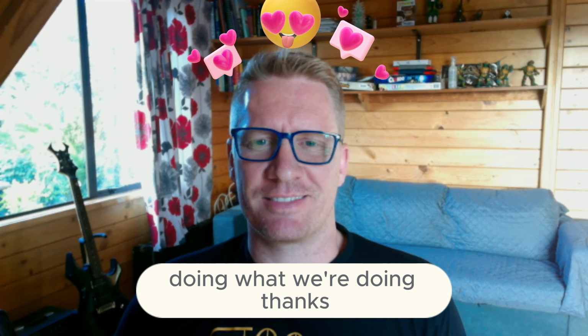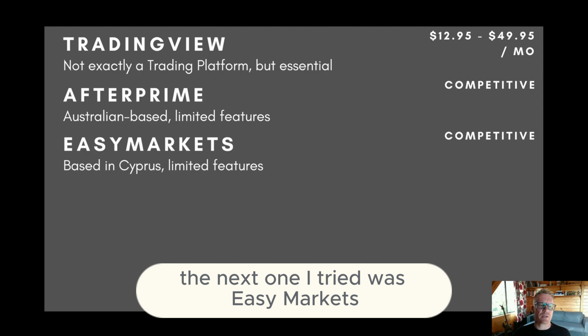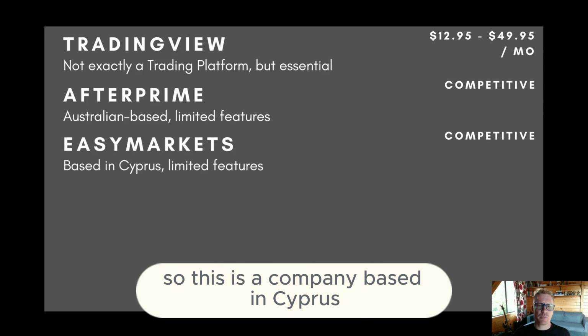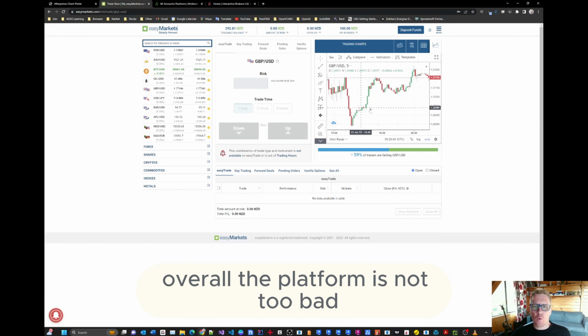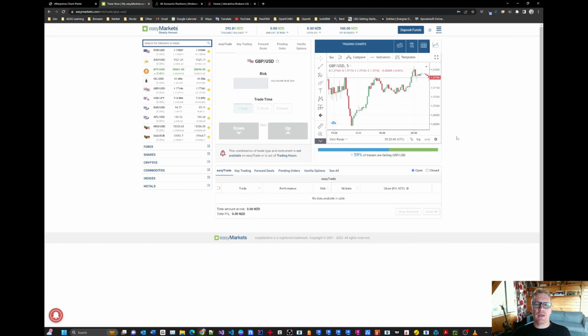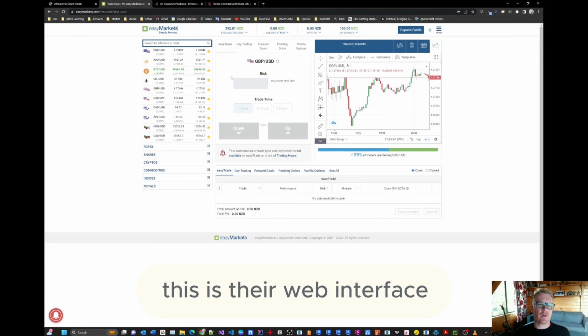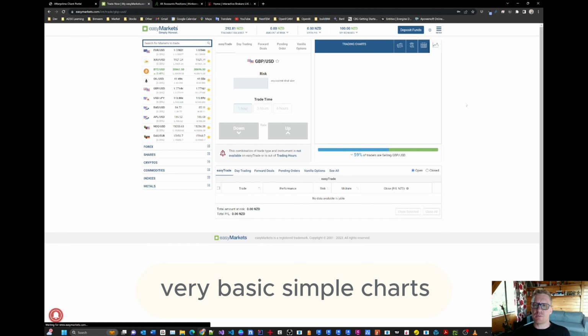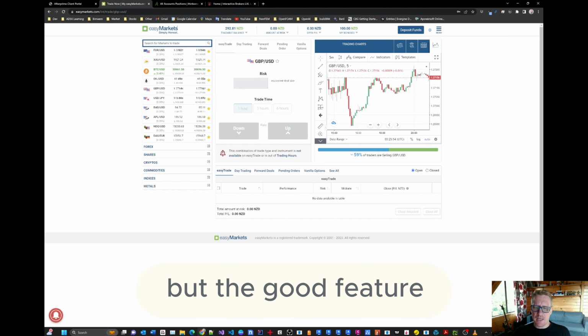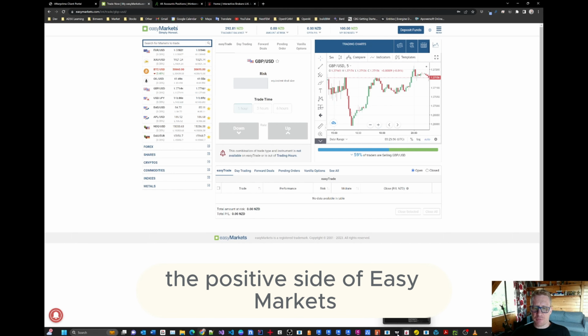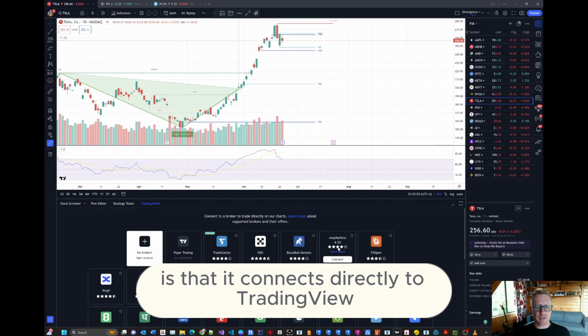The next one I tried was easyMarkets. This is a company based in Cyprus. Overall, the platform is not too bad. This is their web interface. So, very basic, simple charts. You can buy and sell here, but the good feature, the positive side of easyMarkets, is that it connects directly to TradingView.